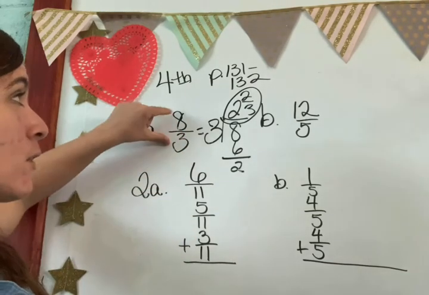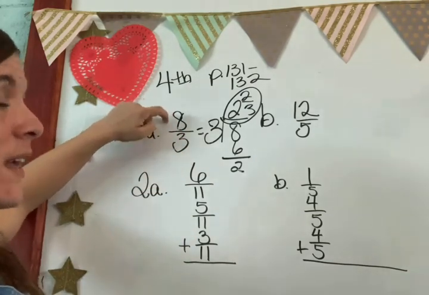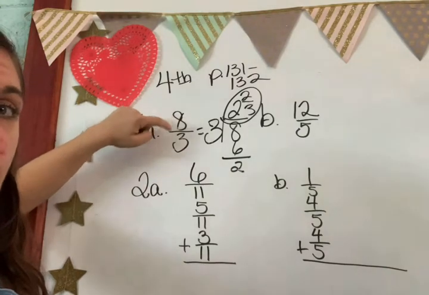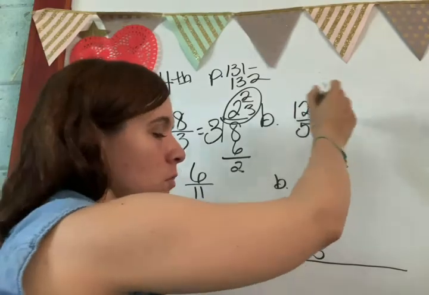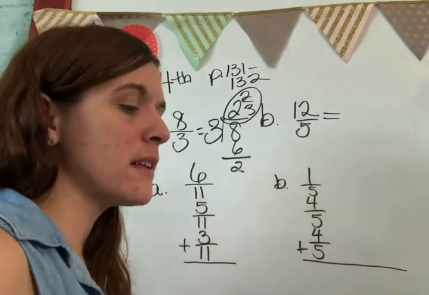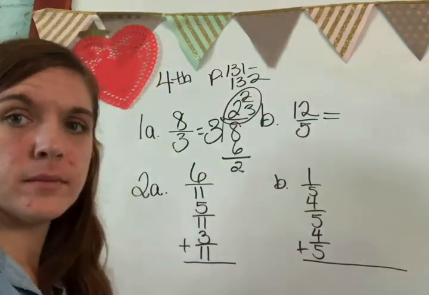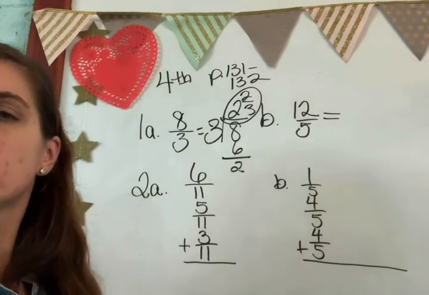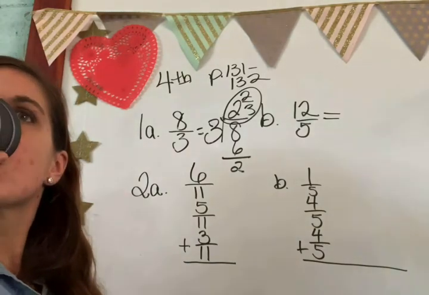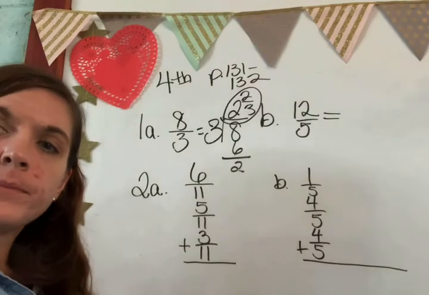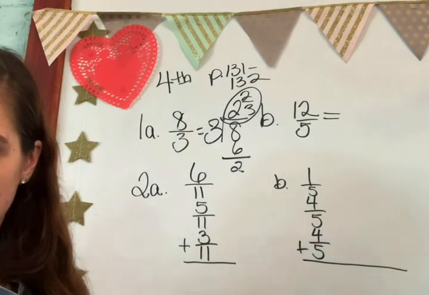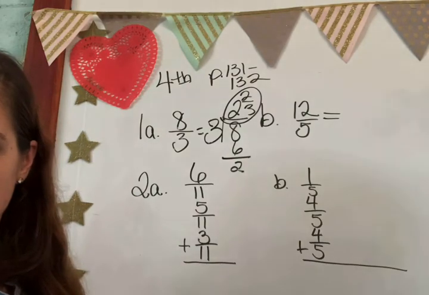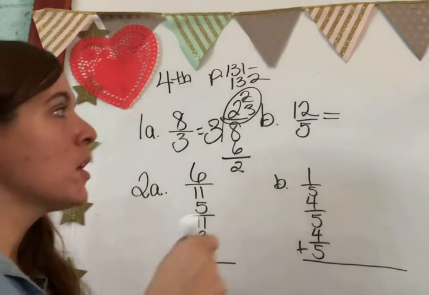You don't want to have fractions where the numerator is bigger on the top than on the bottom, okay? So over here we have the same thing. Go ahead and try that one by yourself. How are you going to divide that? Ready? Okay, what are we going to do?